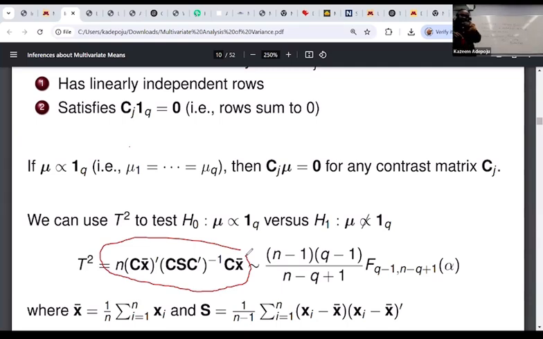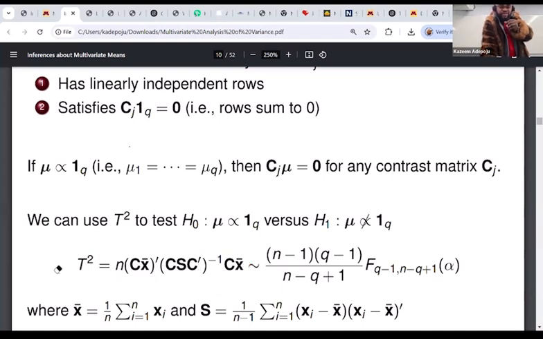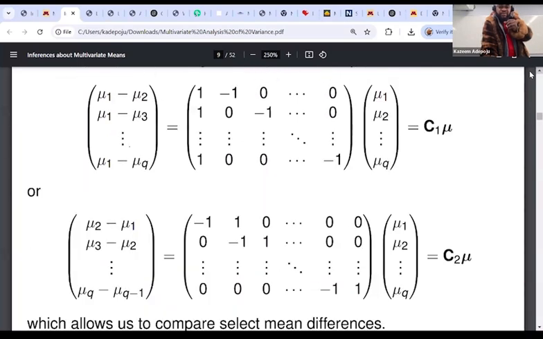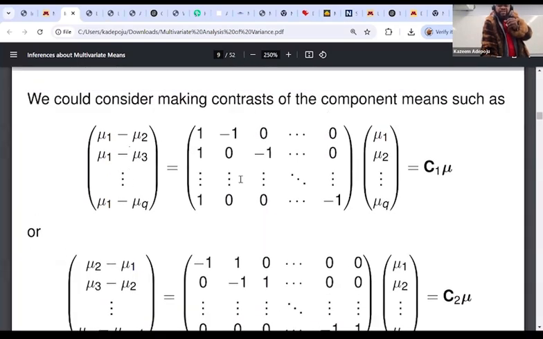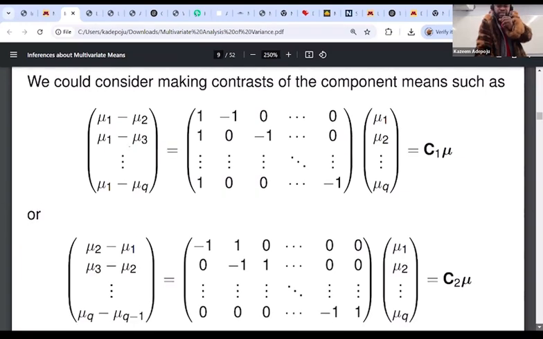Where is my C coming from? Please pay attention. If you don't understand, ask me a question. You see where my C is coming from? The C is a contrast. We use contrast in comparison, like in the difference of linear combinations of the means.